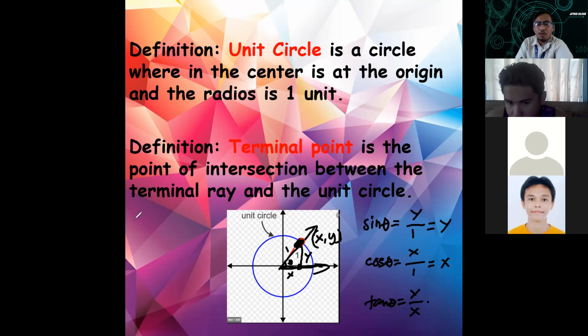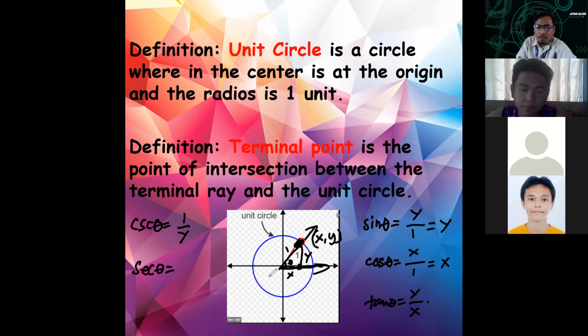And if you are looking for the cosecant of your theta, the cosecant of your theta is just the reciprocal of your sine. And that is just 1 over y if you have your terminal point. And your secant of your theta is just the reciprocal of the value of x or the ordinate of that point. And the cotangent of your theta is the reciprocal of your tangent, and that is x over y.